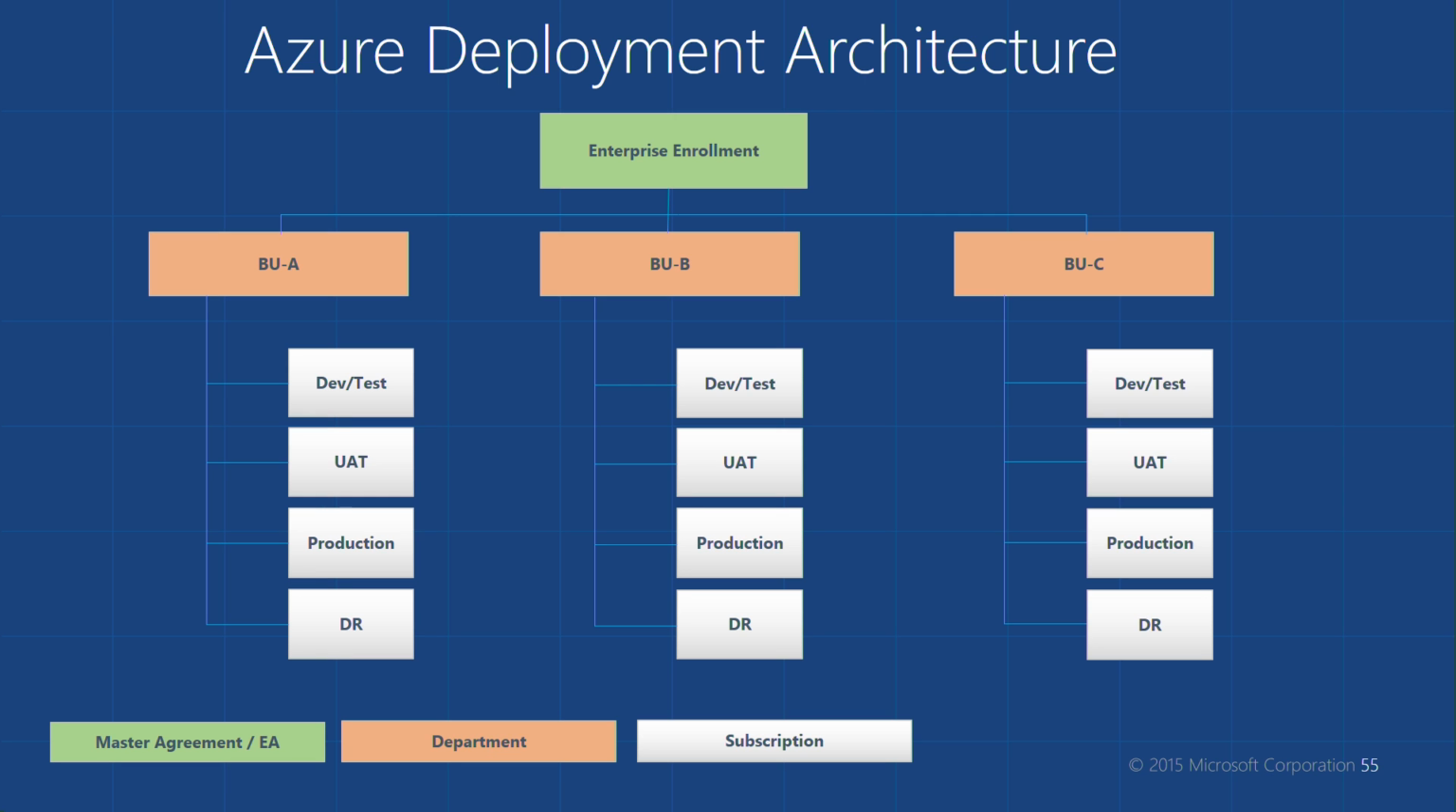We worked with one of the large customers who had about 150,000 employees in Australia, and they had a very detailed design that they wanted. So basically, they created an enterprise account. Their major business divisions are treated like a department at the bottom, the orange box, and then subscriptions are like dev test, UAT, production, and DR, one by one.